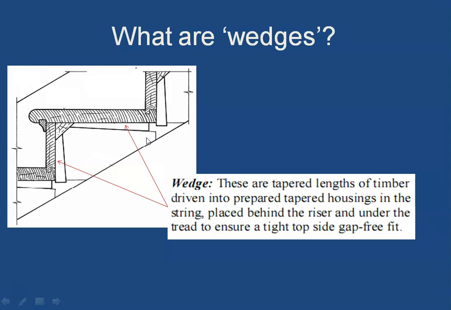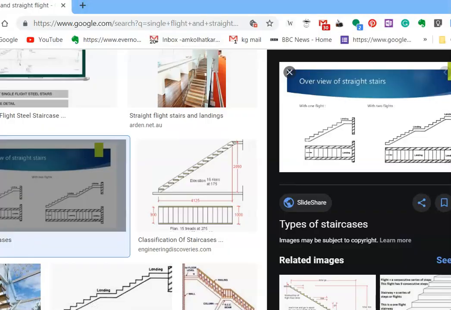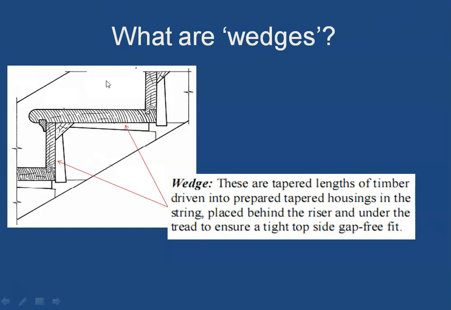Normally we keep this groove, which we see here, slightly bigger than the actual tread, so that we can adjust the right angle between the riser and the tread. Once these right angles are adjusted, this wedge is then inserted into this space and hammered inside, so that we can get the proper fixity between the tread and the riser.